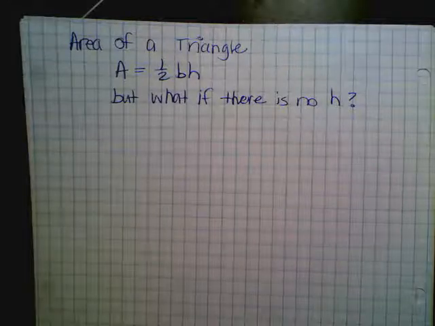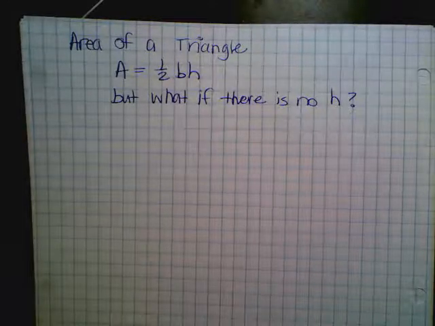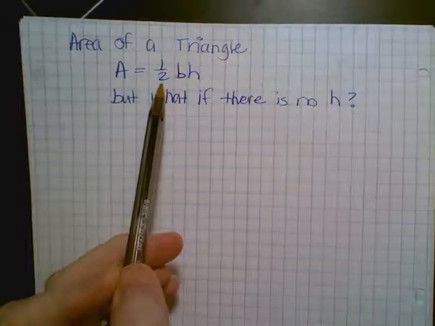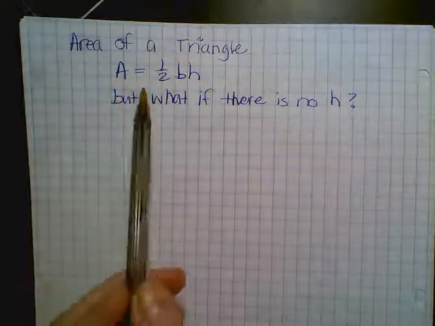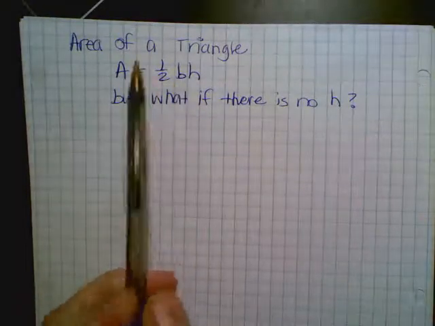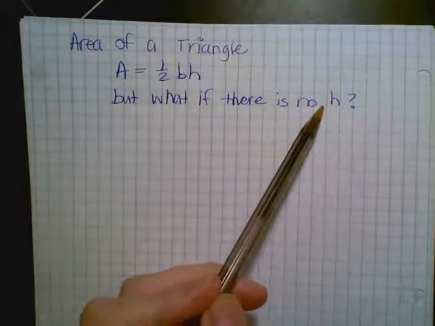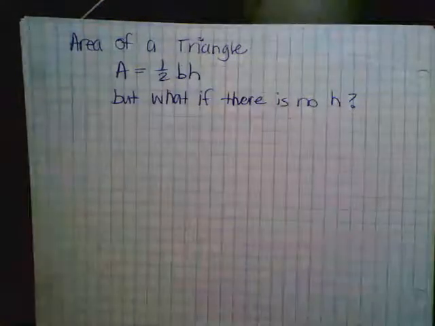So we're going to talk about area of a triangle. It seems weird because you talked about the area of a triangle back in elementary school, which is 1/2 the base times the height. But what happens if you don't know the height? So there's a couple of other formulas.